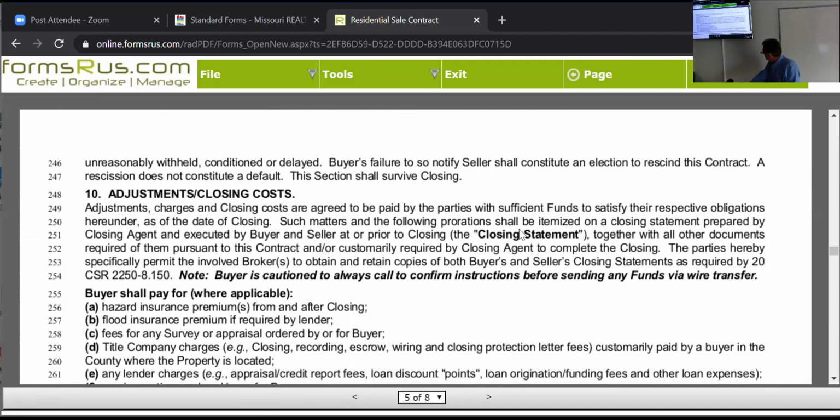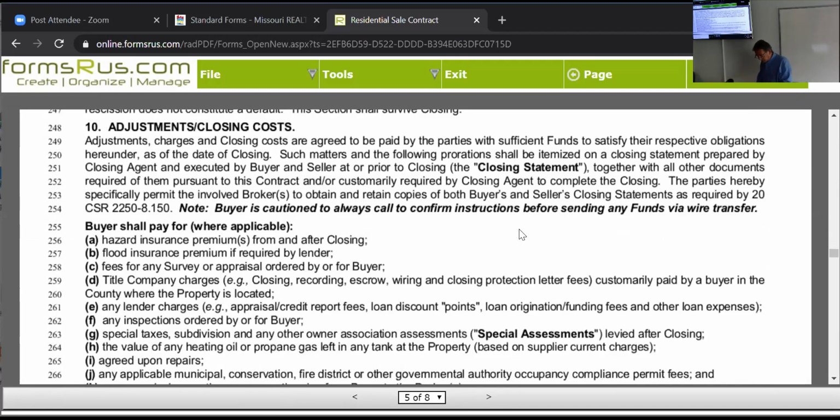And now we're heading to paragraph 10. And this will be page 5. This is adjustments and closing costs. Now you can read all this if you want to and memorize it. And then you can have a test later on.